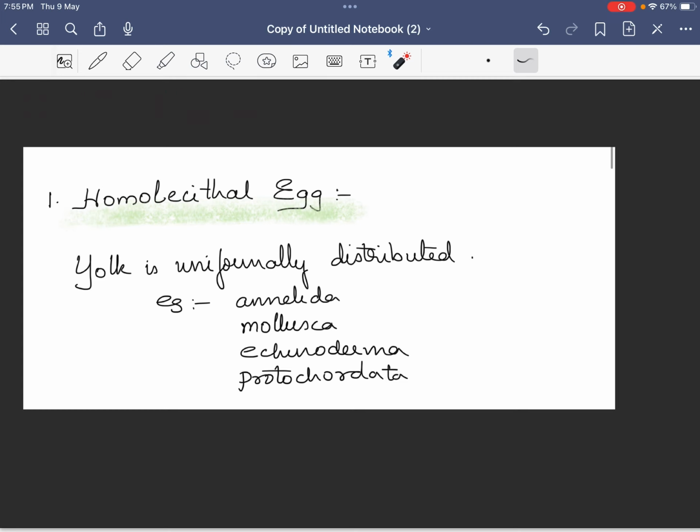On that basis, we have the first category, that is the homolecithal egg, where yolk is uniformly distributed throughout the egg. Don't you remember the egg that we studied in alecithal, isn't it? What was the structure? You had yolk platelets distributed evenly within the cytoplasm, right? So you can consider an alecithal egg or even the microlecithal egg as homolecithal in nature. So eggs of annelids, mollusca, echinodermata, and protochordata have homolecithal eggs where yolk is uniformly distributed.